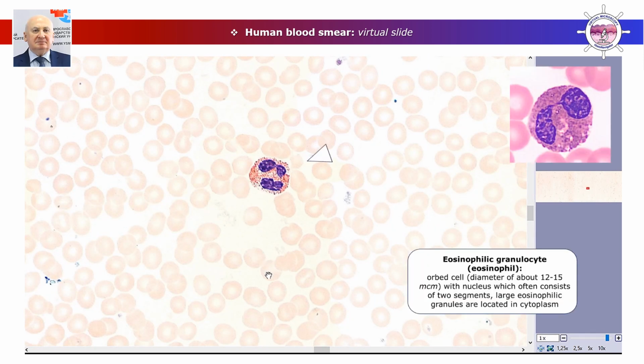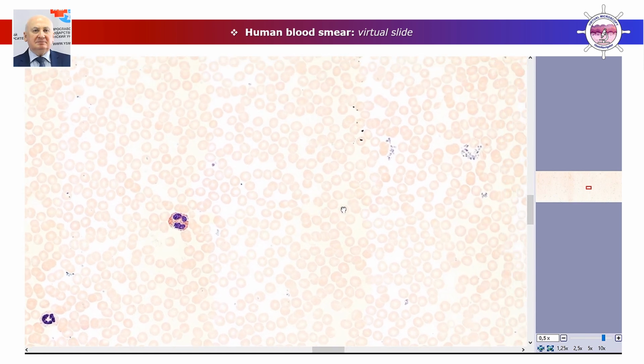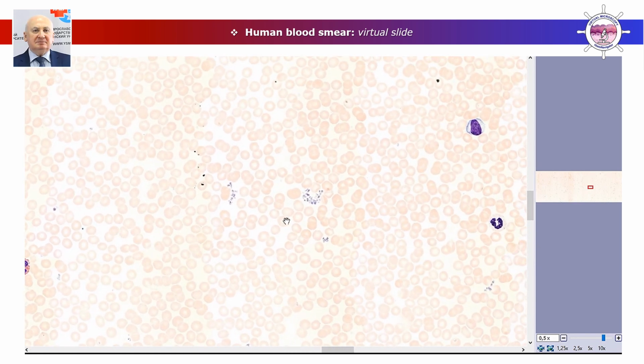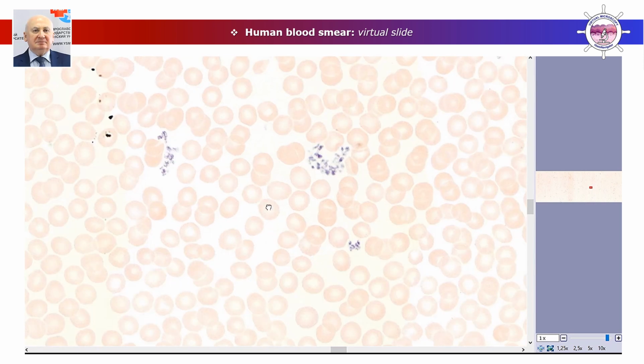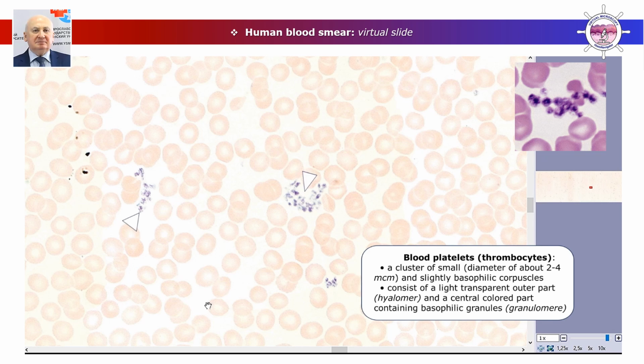Eosinophilic granulocyte or eosinophil is a round cell with a nucleus which often consists of 2 segments. Large eosinophilic granules are located in the cytoplasm. Blood platelets or thrombocytes are a cluster of small and slightly basophilic corpuscles. Every blood platelet consists of a light transparent outer part named hyalomere and a central colored part named granulomere containing basophilic granules.